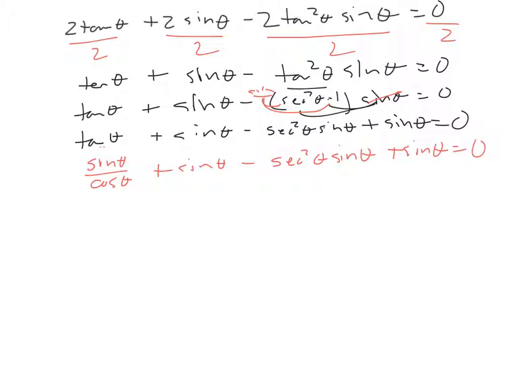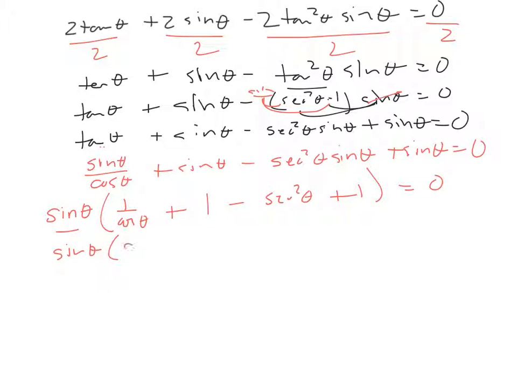One thing I notice here is that every term has a sine theta in it, so I can factor that out. So I have a sine theta outside, then I'll have 1 over cos theta from there plus 1 minus secant squared theta plus 1 equals 0. Okay, now I've got a term isolated already. I could start solving an equation from here, but let's leave it for now. So I have sine theta, and then this 1 over cos is the same as secant theta. 1 plus 1 is 2, so that'd be plus 2, minus secant squared theta equals 0.